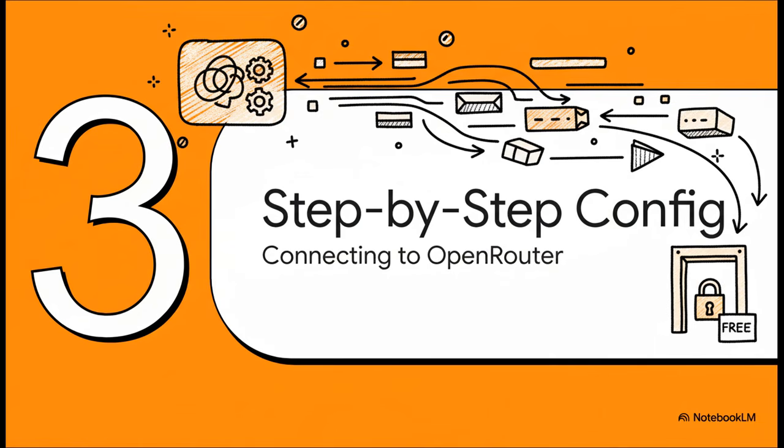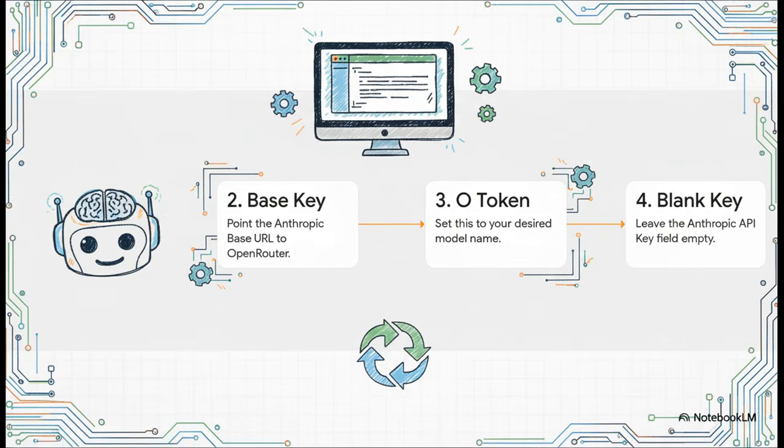Okay, time to get our hands dirty. I'm going to walk you through the exact step-by-step process to get Claude Code talking to the OpenRouter gateway. So you're going to need to open up your settings.json file. There are just 4 little things to change.